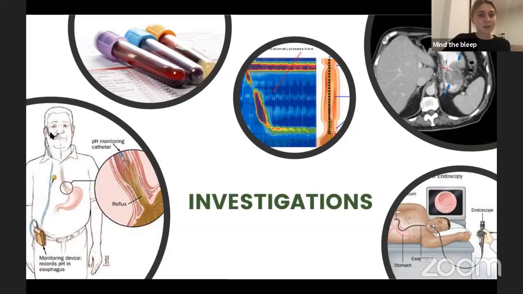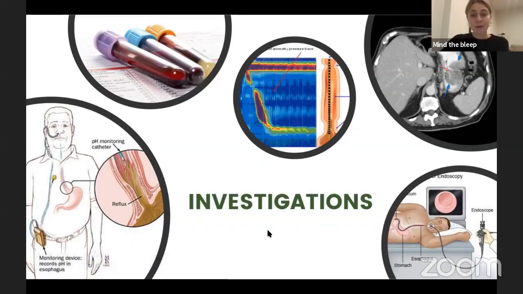The pH monitoring catheter is inserted via the nose into the esophagus, and it monitors the pH continuously for 24 hours a day. And there is a monitoring device which records the pH in the esophagus. And if the pH is less than 4 the majority of the time, then that is diagnostic of gastrointestinal reflux disease.